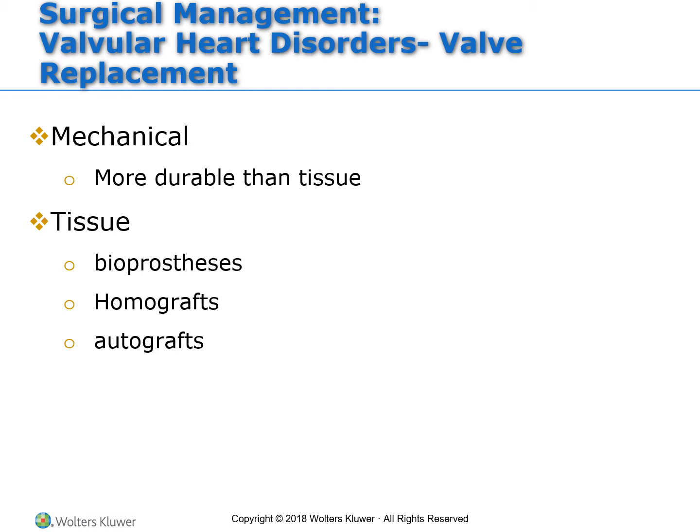Bioprostheses are used for aortic, mitral, and tricuspid valve replacements. There is no need for long-term anticoagulants. It's generally used for patients who are over 70 years of age.